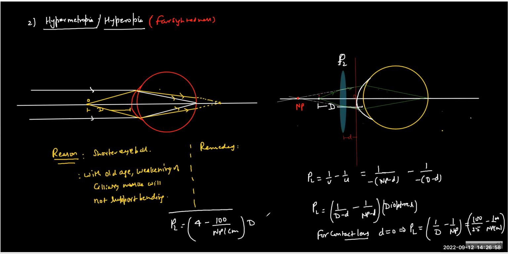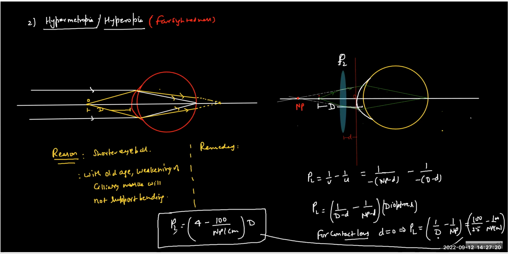Sir, how did you get 4? 100 by 25. If I convert in centimeter, the standard value we took. So the D is standard, 25. See, we cannot change D. We can only change the NP. Person to person, NP will change.